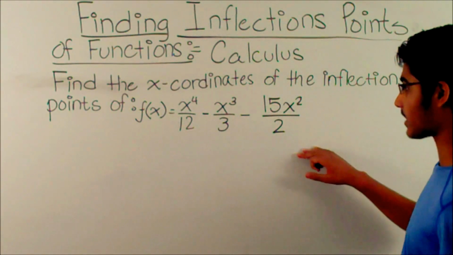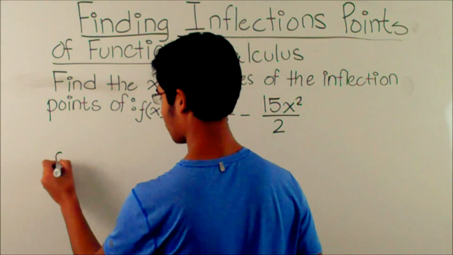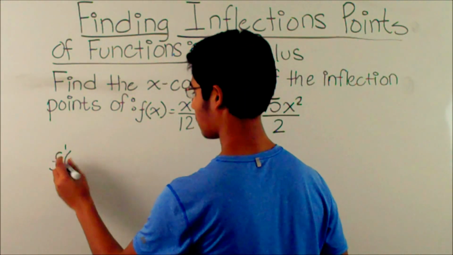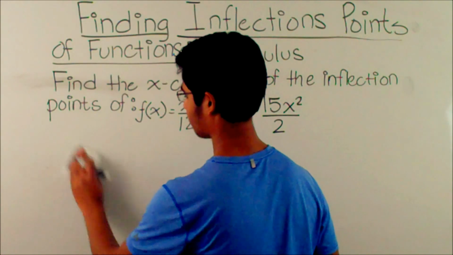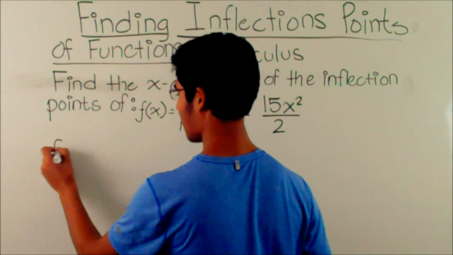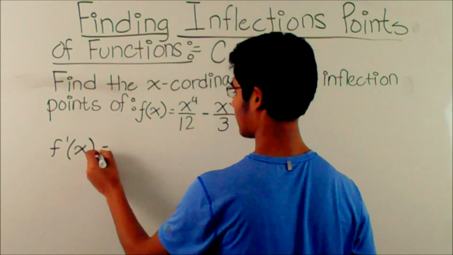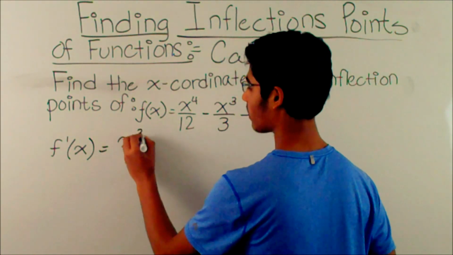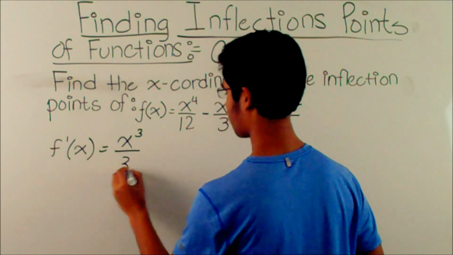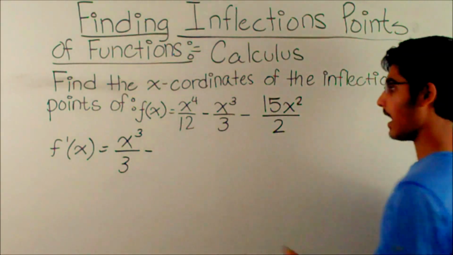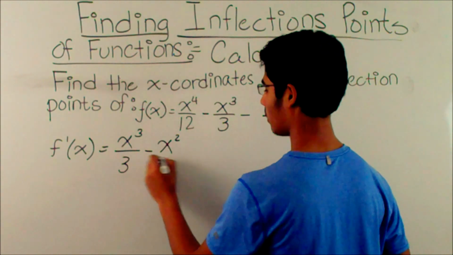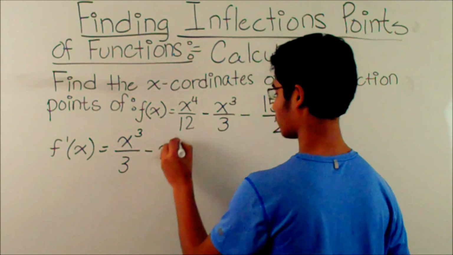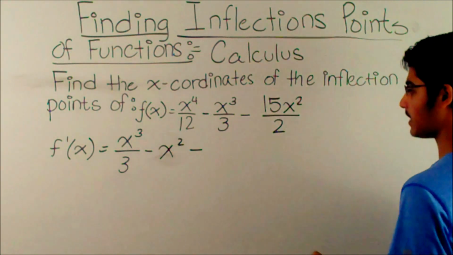If this is f of x, then that means that f prime of x is equal to, so we use the power rule to take the first derivative, so x to the third power over 3, use the power rule again, minus x to the second power, minus 15x.